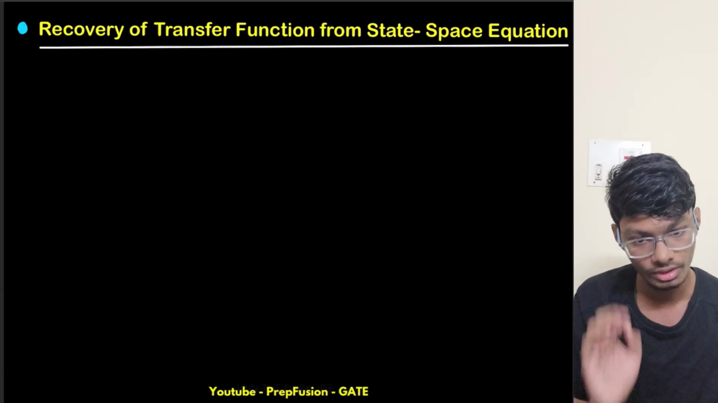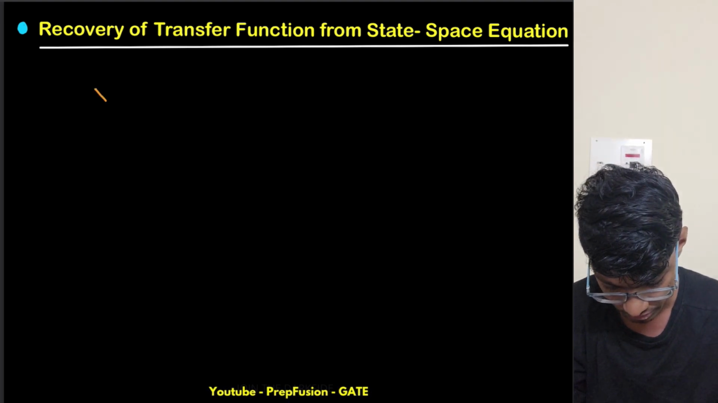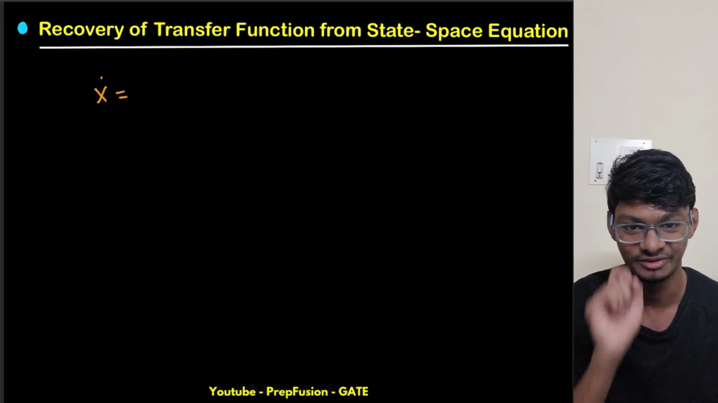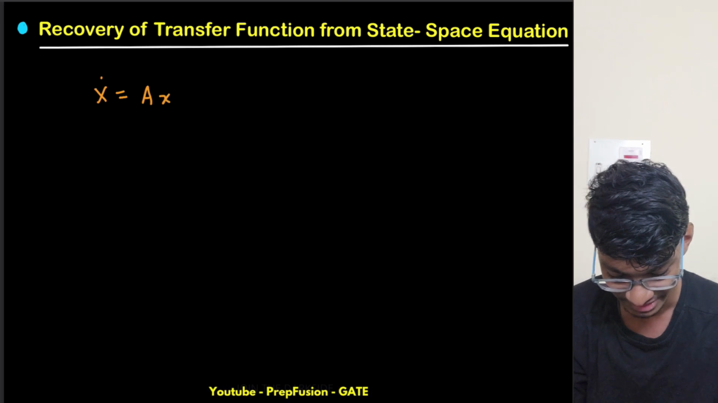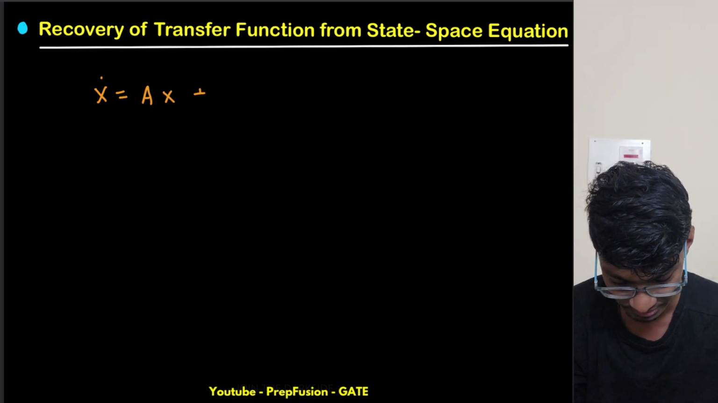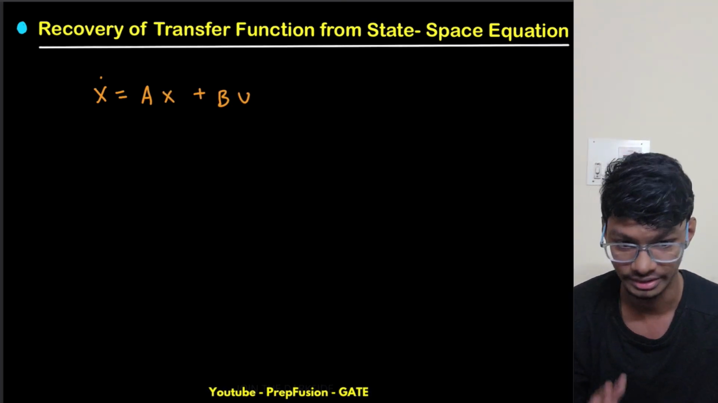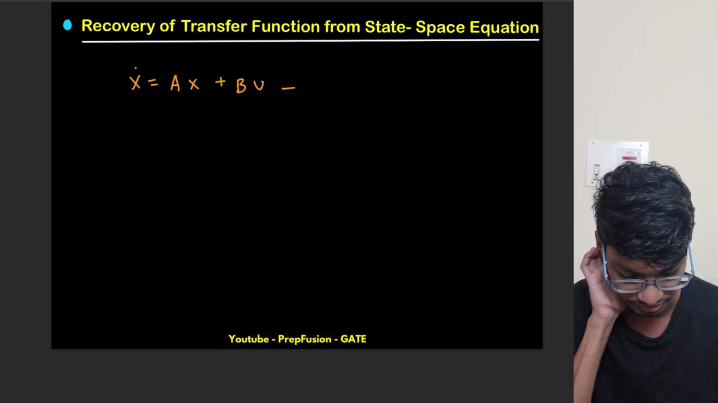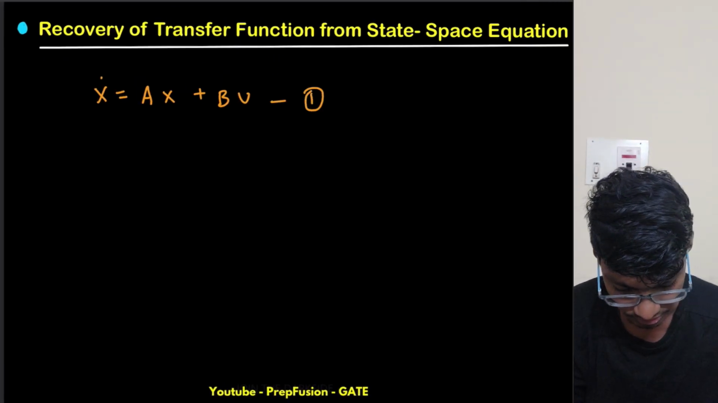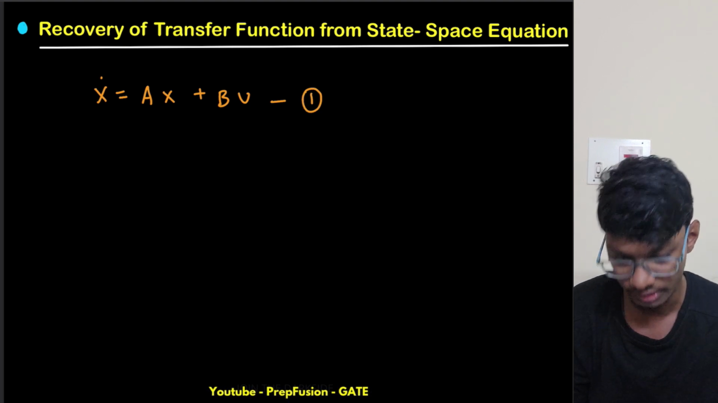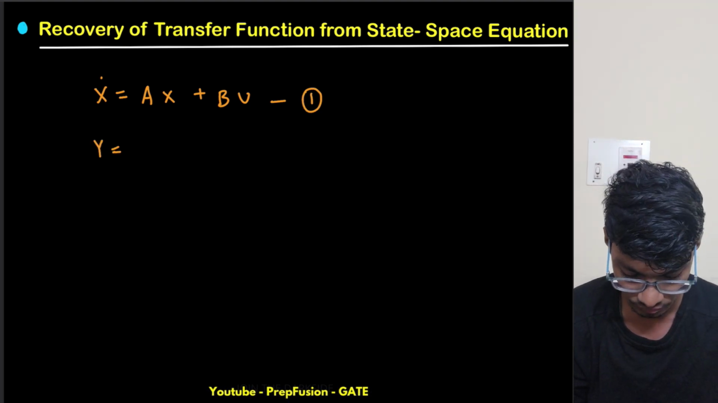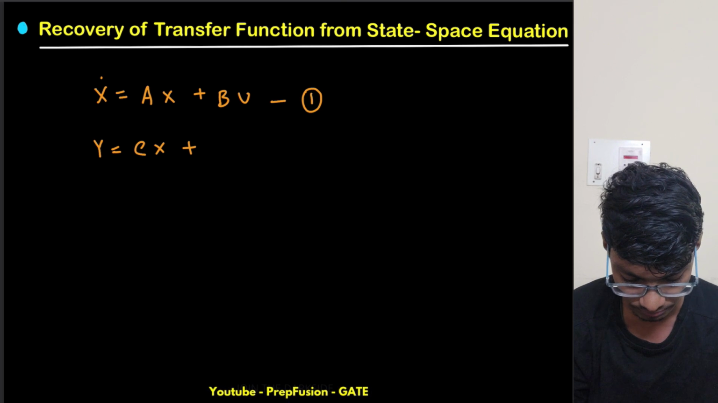I have the two equations again. These two equations will be with you forever; they won't leave you until this state space chapter ends. The first equation is x dot equals Ax plus Bu. The other equation is simply y equals Cx plus Du. This is the second equation.